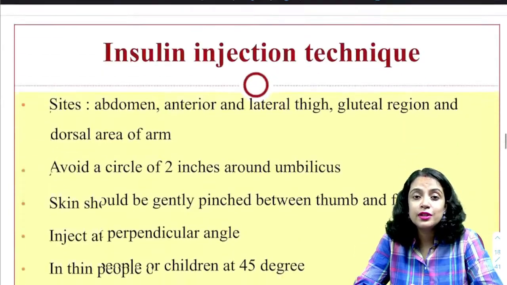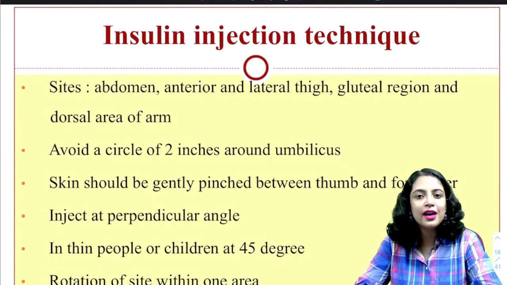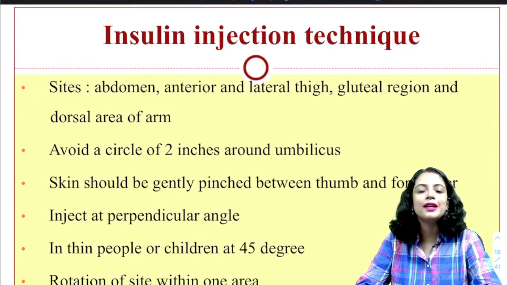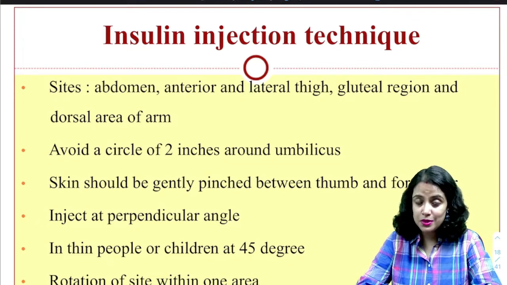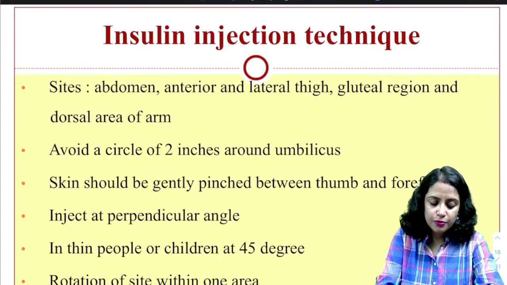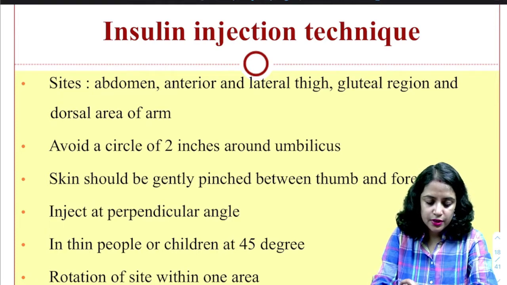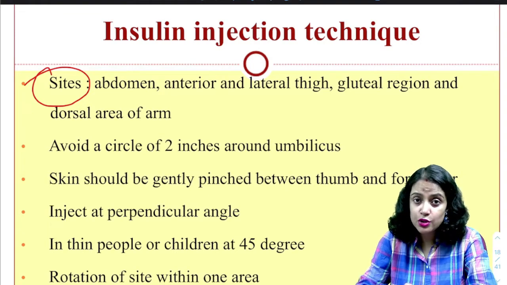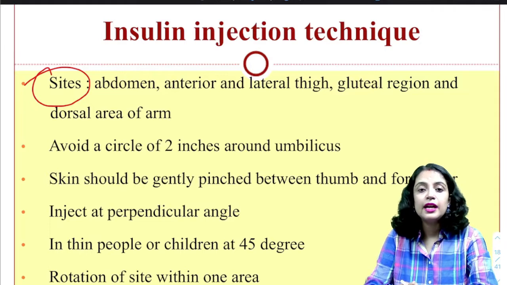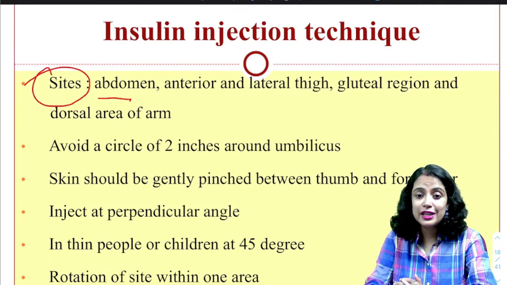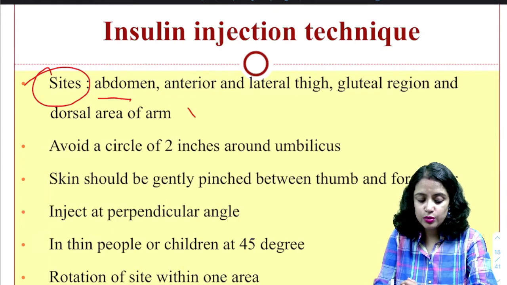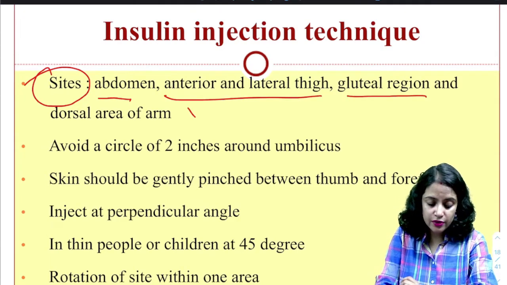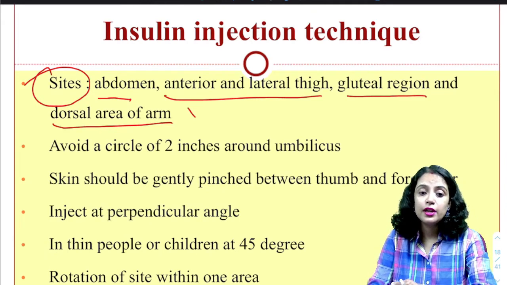Very importantly, the insulin injection technique should be known by the prescribing doctors, by the nursing staff, and of course by the patient, because it is ultimately the patient who is going to inject himself or herself with the insulin. So, first of all, what are the sites of insulin injection? Insulin has to be given subcutaneously, and the sites of injection can be the abdomen, the anterior or lateral aspect of the thigh, the gluteal region, or the dorsal area of the arm. So these are the sites of insulin injection.